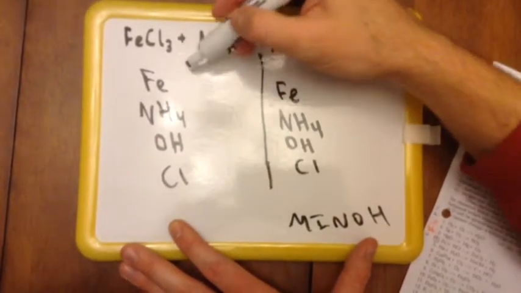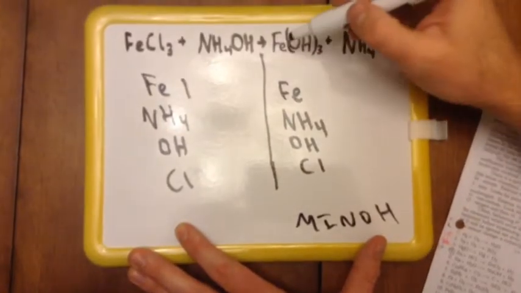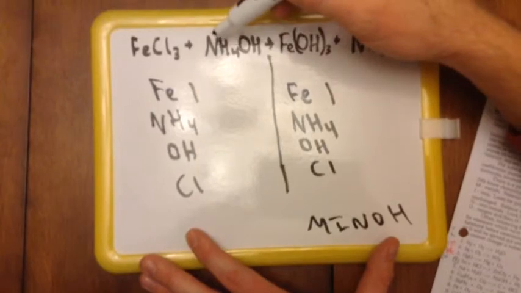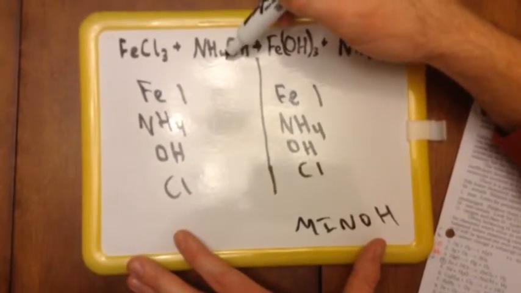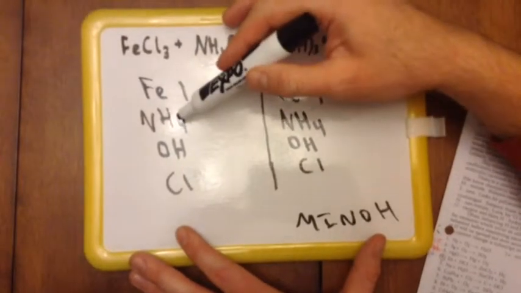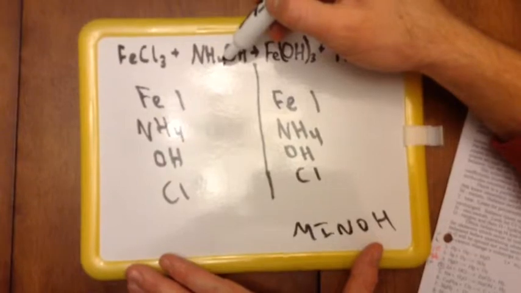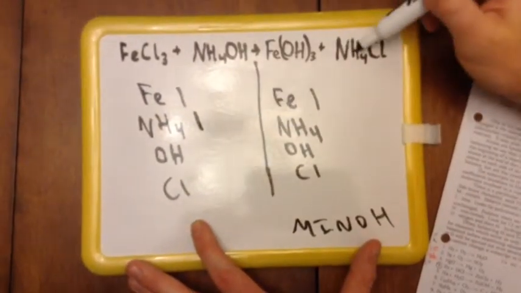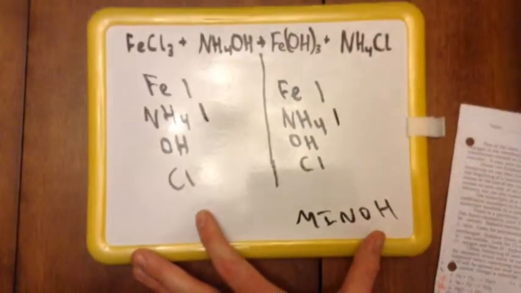How many iron do we have over here on the reactant side? There's one. How many do we have over here? Just one. Okay. How many ammonium do we have on this side? Don't get confused by this 4. It's part of the name of ammonium. So if you kind of think of it as how many NH4s do we have? There's just one of them. Okay. How many NH4s do we have over here? Just one. Okay. Moving on.